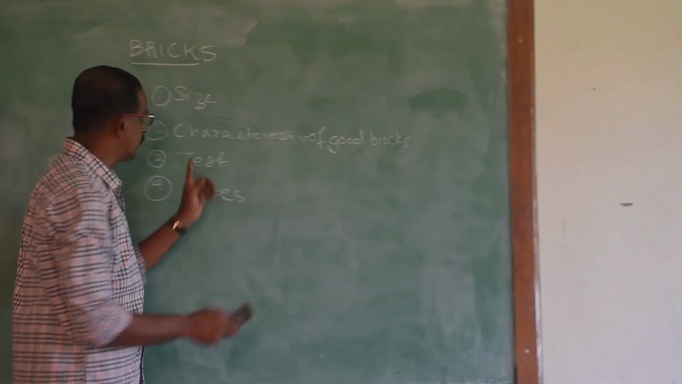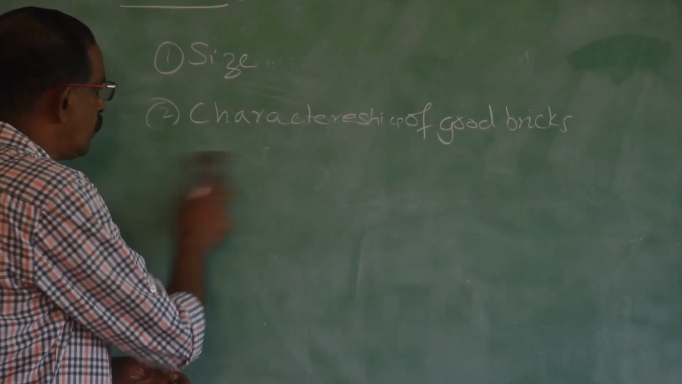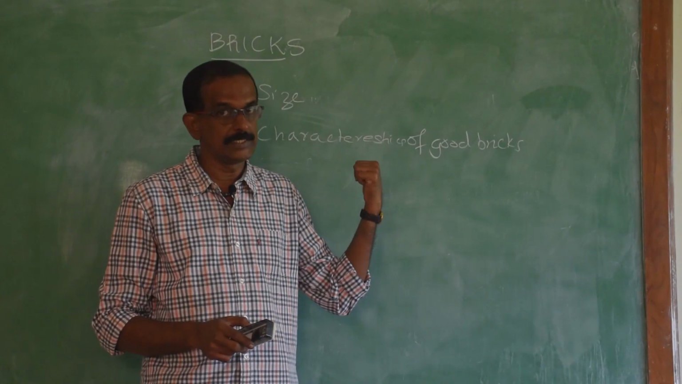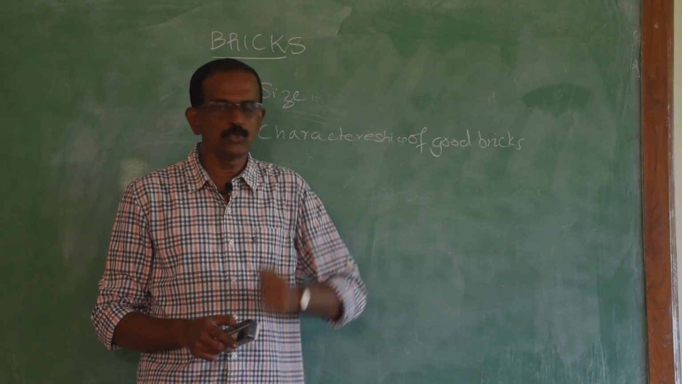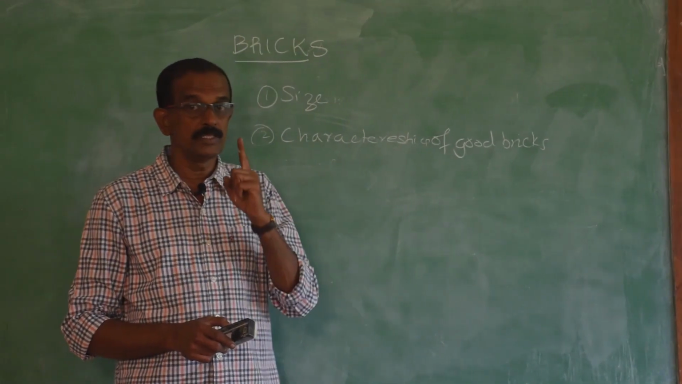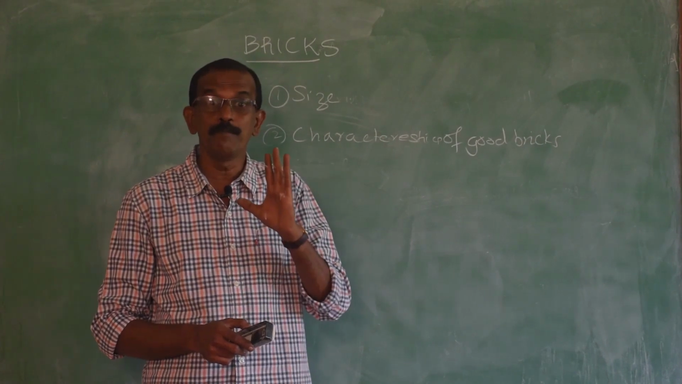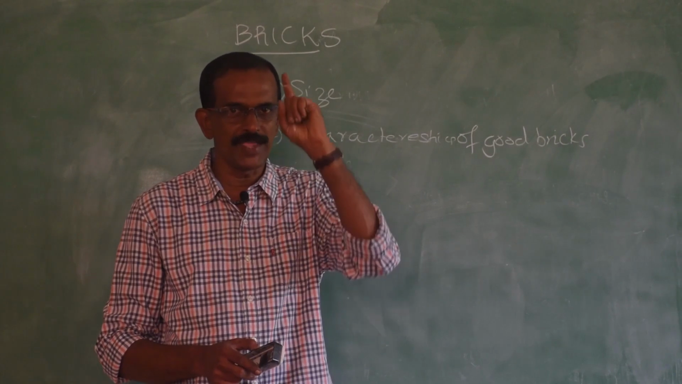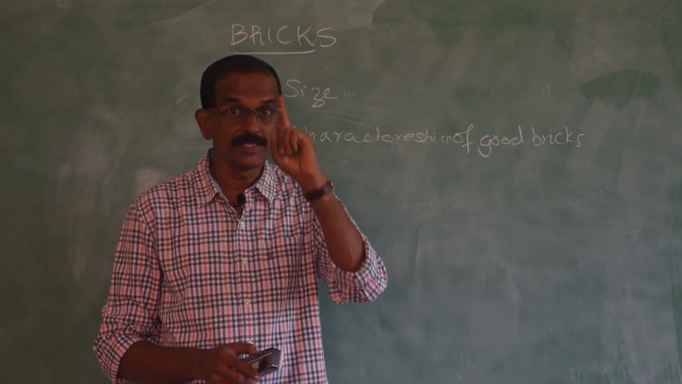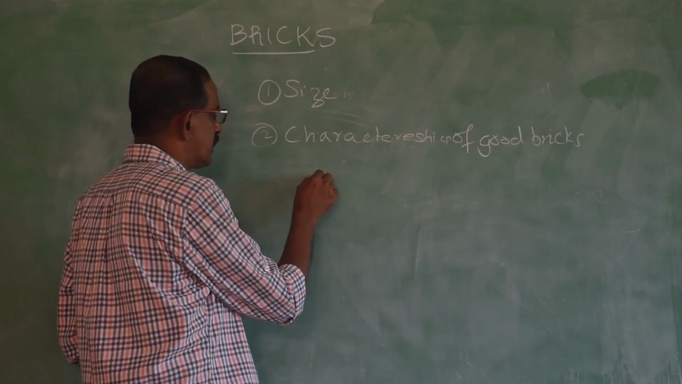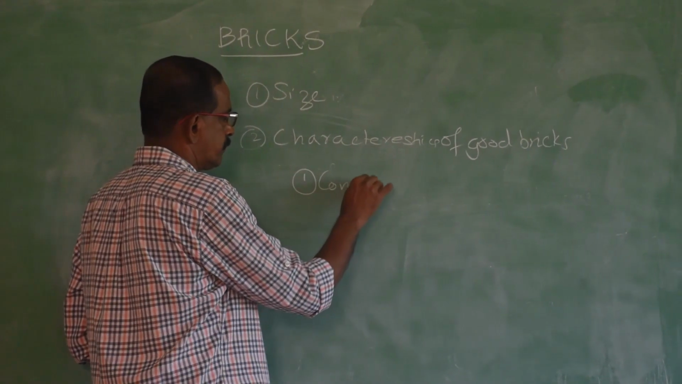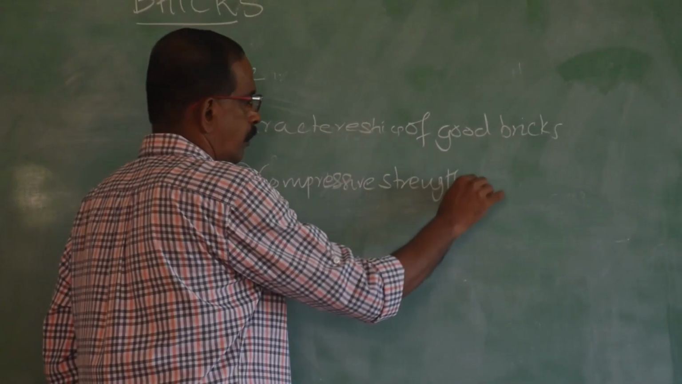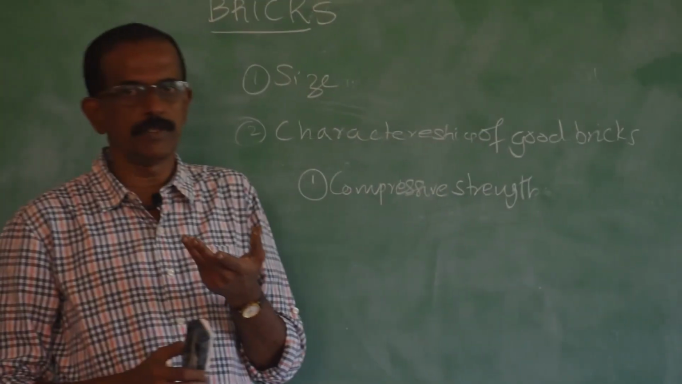Now, we will move to the characteristics of good brick. What you are expecting from a good brick comes under this title. Whenever you think about any material, what should be the important property or quality? The first property of any material should be the strength. So, here also we will consider the compressive strength of brick. What should be the compressive strength of the brick?